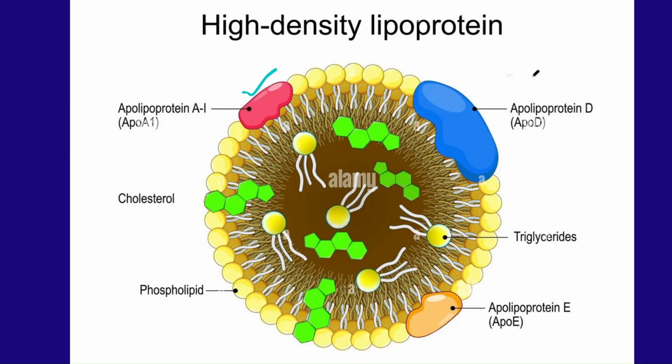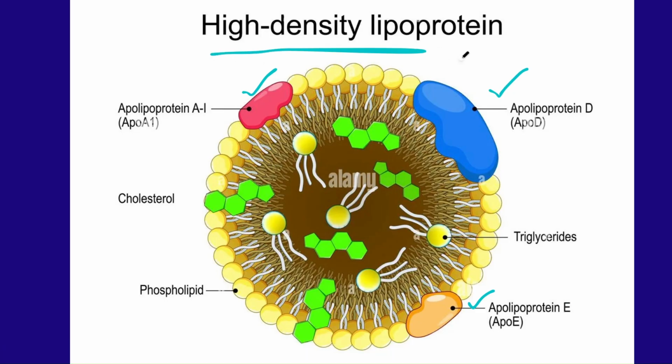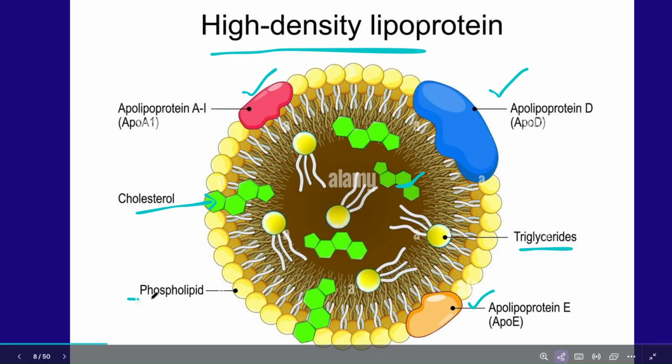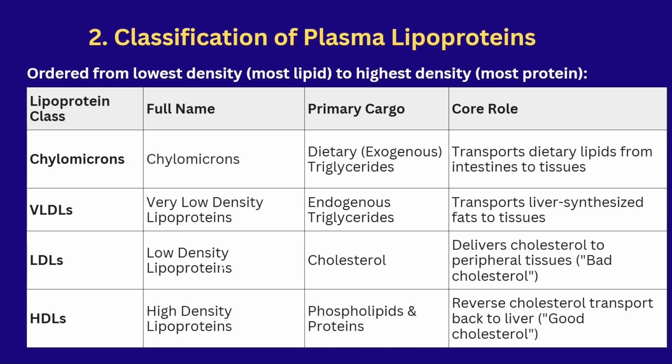In the HDL you have the lipoproteins, right? You can see in the HDL more amount of protein is present when compared to the lipids. So you can see the cholesterol here, the cholesterol here, this is the cholesterol again. Here you can see the triglycerides, and this yellow color structure is the phospholipid layer. So this is the overview of the classification of the plasma lipoproteins.